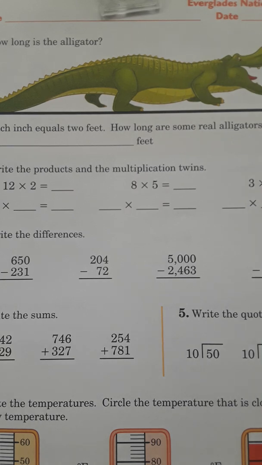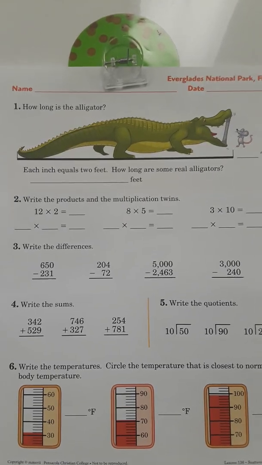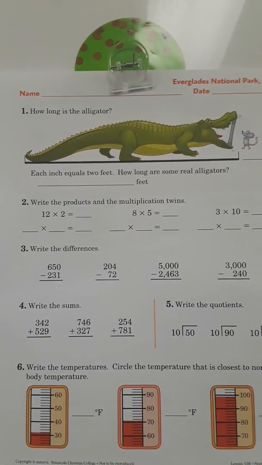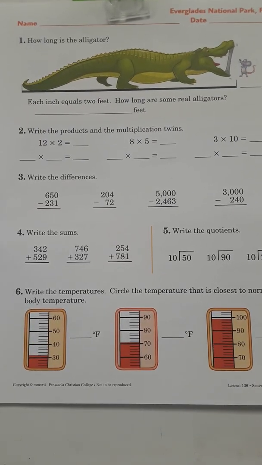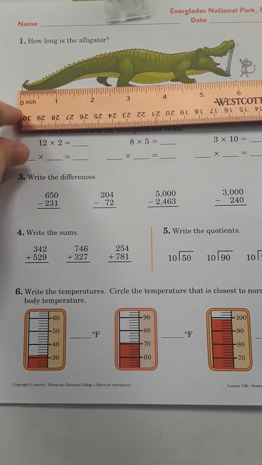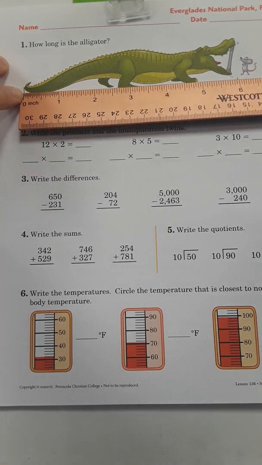Here we are on lesson 136, seat work for arithmetic. How long is the alligator? Each inch equals 2 feet. Okay. How long is the alligator? Start with your ruler at the 0 point. And how long is it?